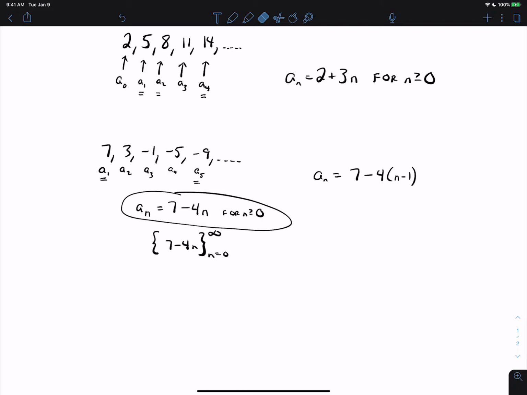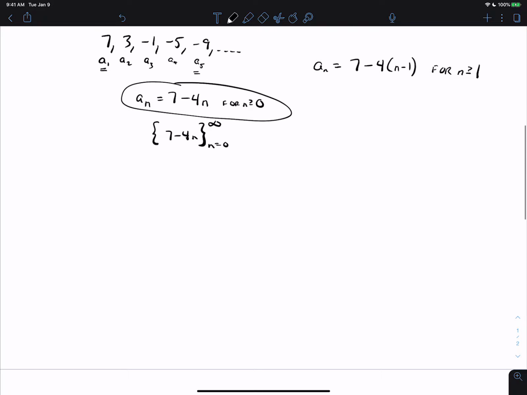That's an acceptable formula. This is for n greater than or equal to 1. We could put braces around it if we wanted to. We could distribute the 4 and simplify that more if we wanted to, but this would be another representation that would be okay. All right, if you have a second, you should pause the video and try this problem.